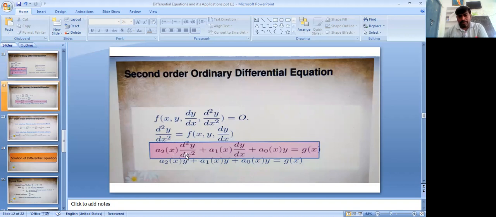Another notation: a2 of x d square y by dx square plus a1 of x dy by dx plus a0 of x into y is equal to g of x. Sometimes we can write d square y by dx square as y double dash, dy by dx as y dash, and y is y itself. So a2 of x y double dash plus a1 of x y dash plus a0 of x into y is equal to g of x. This is a second order ordinary differential equation.